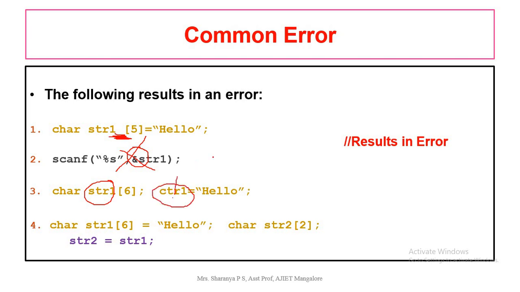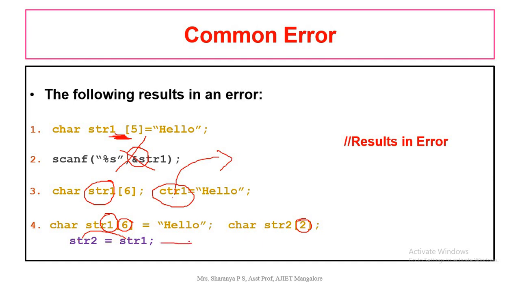If we are using it like this, we will get the error that ctr1 is not declared. Next, in this particular case, we have mentioned string1 with a value of 6 characters in length, and the second string is declared with only size 2. The next operation we are doing is trying to copy the value, or assign string 1 to string 2.